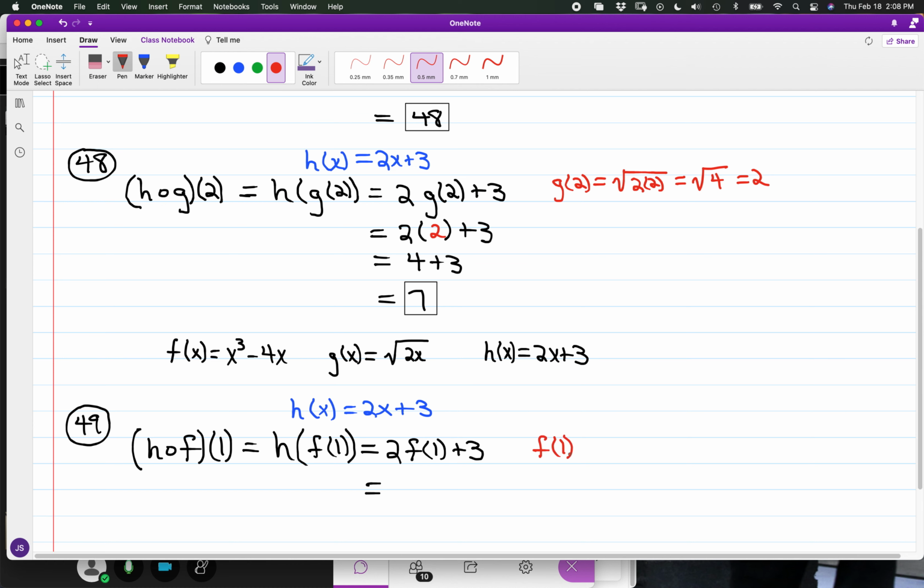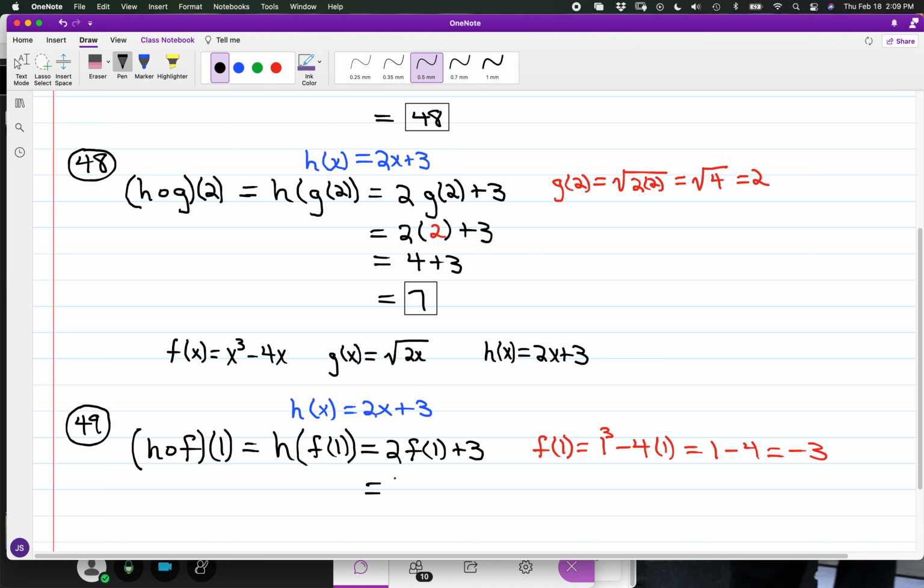So we're going to attain f of 1 by setting 1 for x in f of x equal to x cubed minus 4x. So here we're going to have 1 cubed minus 4 times 1. 1 cubed is 1, and we have minus 4, and 1 minus 4 is equal to negative 3.